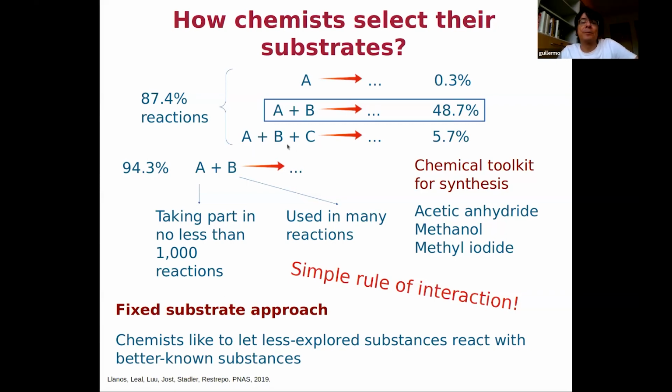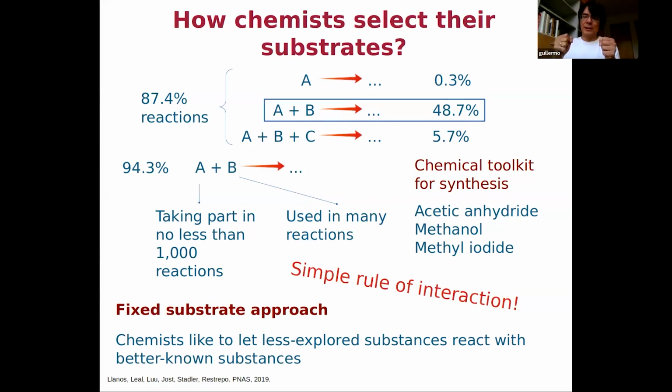Now, how do they select those substances they want to combine? We found that most of the reactions in the chemical literature involve no more than three substances, and about half of them are made of only combining two substances. To tell this very briefly, we found that one of those substances is heavily used. Chemists know a lot of the chemistry of that substance, but the other substance is kind of new. This is what we call the fixed substrate approach.